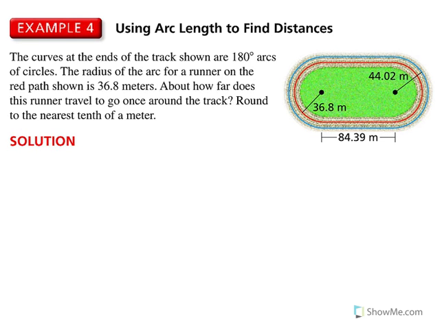In example 4, we have the curves at the end of a track are shown on 180-degree arcs of circles. The radius of the arc for a runner on the red path is shown. About how far does this runner travel to go once around the track, round to the nearest tenth of a meter. So for this one, we have 180-degree arcs.